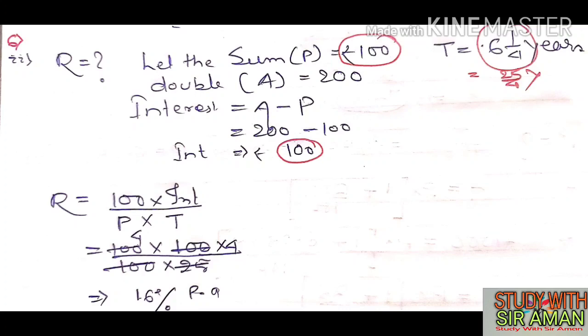Let the sum principal be 100, then double itself according to the question means 200. So interest is equal to amount minus principal. 200 minus 100, 100 rupees is the interest. Time is given already. So for rate I need 3 things: interest, principal, and time. All the 3 things are given. Put the value. Time is 25 by 4, so 4 will go up. Okay, put the value, cut. So rate is equal to 16% per annum. Per annum is per year.